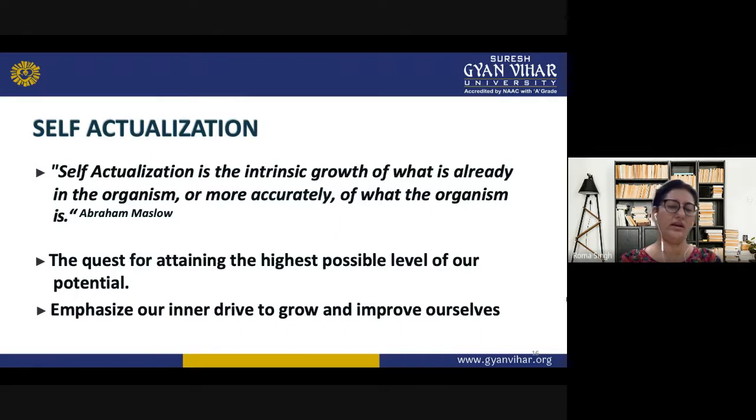And at the top of the hierarchy of needs by Maslow comes self actualization. Self actualization, according to Maslow, is the intrinsic growth, the inner growth of what is already in the organism. It is already there in ourselves, in our body, in our personality, or more accurately, of what the organism is. Why are we here? What is the purpose behind that? What was the aim for achieving all those other deficiency needs? So at this level we need to think about that. The quest for attaining the highest possible level of our potential is self actualization.